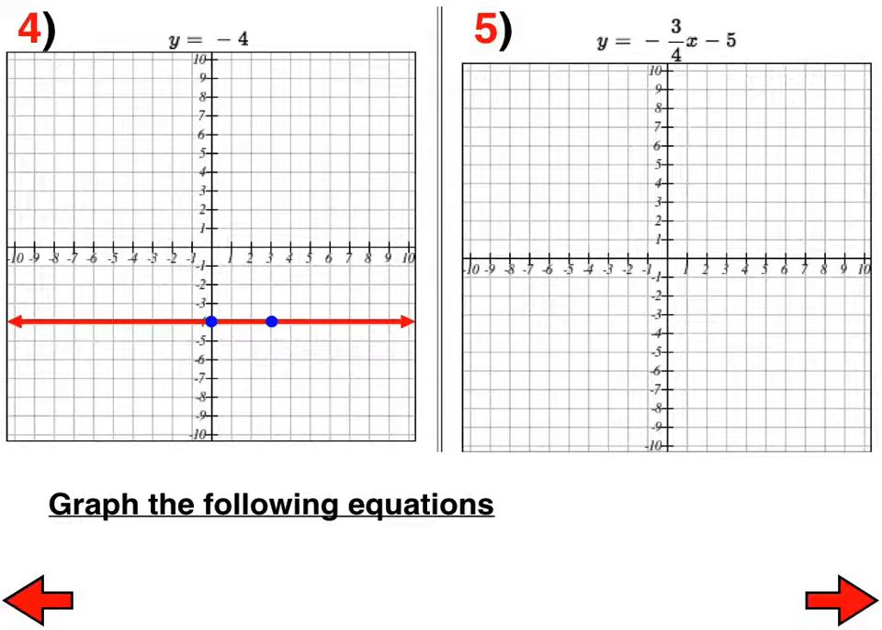Number 5. I know that b is negative 5. So right there is the initial value. I know that the slope is negative 3/4. And I usually just take that negative symbol out in front of the 3/4 and put it up in the numerator because negative 3 over positive 4 is the same thing as negative 3/4. So from there, I would rise negative 3, so 1, 2, 3. And I would run positive 4. 1, 2, 3, 4. And there is my next point.